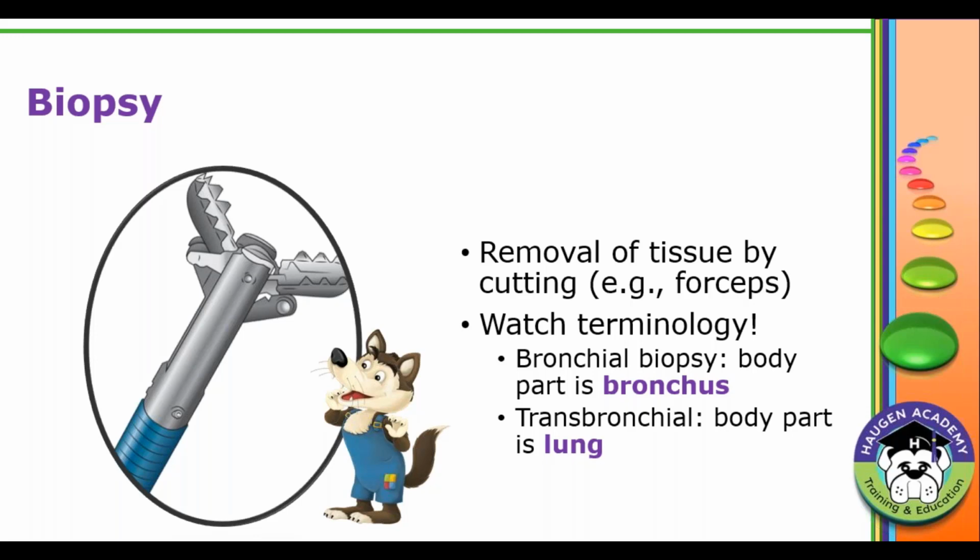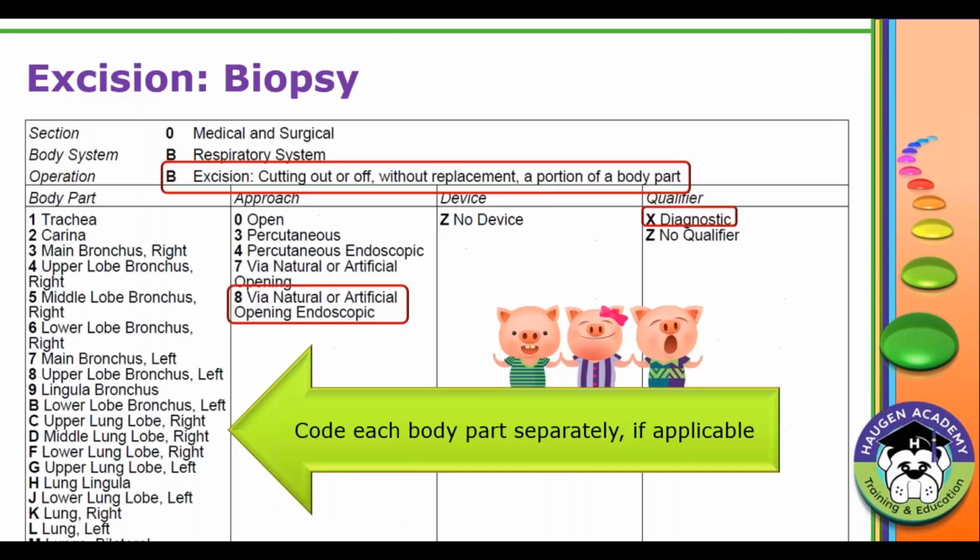Just make sure you're watching your terminology here, because for bronchial biopsy, remember the body part is bronchus, but if they say transbronchial, then the body part is going to be lung. And both of these code to the excision table. Each body part will be coded separately if applicable. If they did multiple lung lobes or multiple bronchial lobes, then you're going to have a code for each individual lobe. Your qualifier for biopsy is always going to be diagnostic.